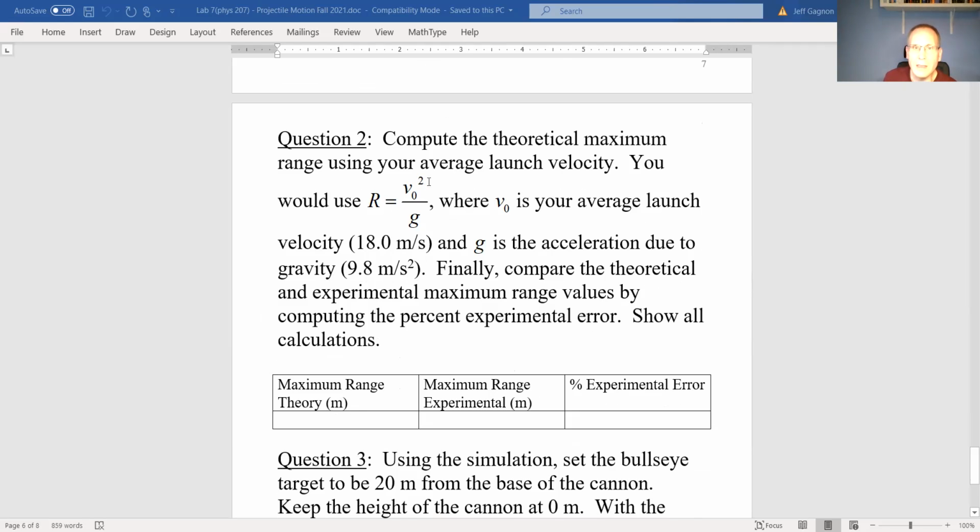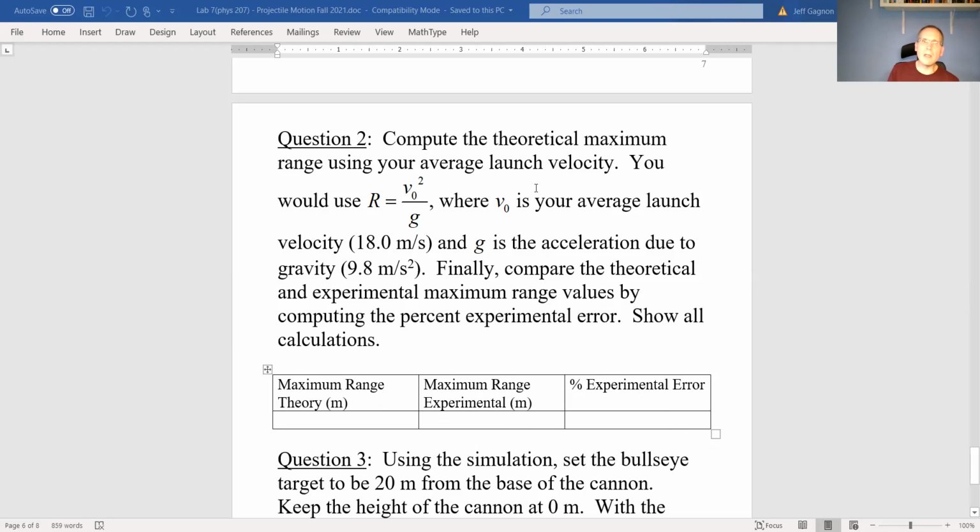So it's going to be 18 squared divided by 9.8. That'll be your maximum range theory. That's this value right here. Your max range experimental will come from the graph. When you do the graph and you do the coordinate tool, you'll have that max range experimental. Then you want to just compare these two by computing a percent experimental error.